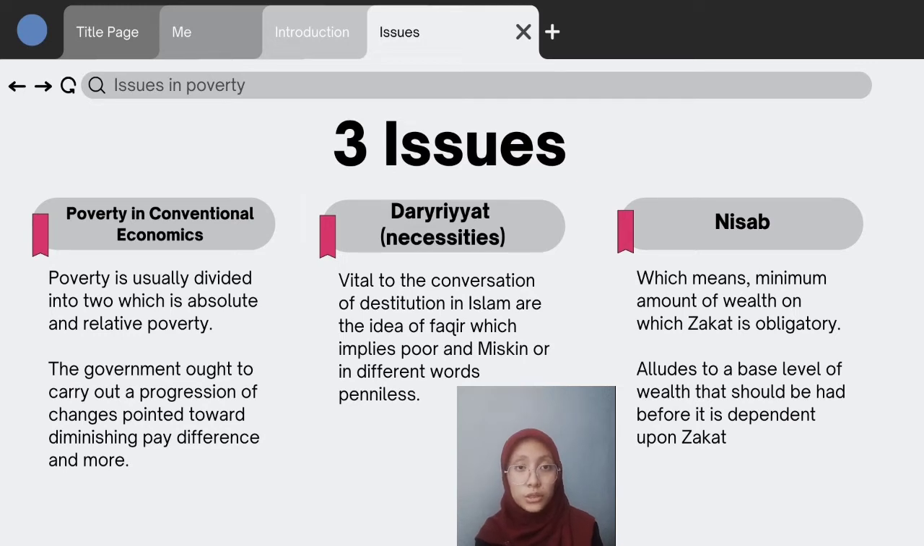Next, nisab, which is the minimum amount of wealth at which zakat is obligatory. It leads to a base level of wealth that should be held before one is subject to zakat. The people who don't meet the nisab are pardoned from paying zakat, and in specific conditions could likewise be viewed as poor, consequently qualified to get zakat.